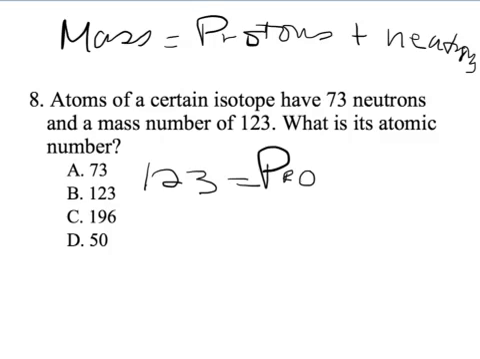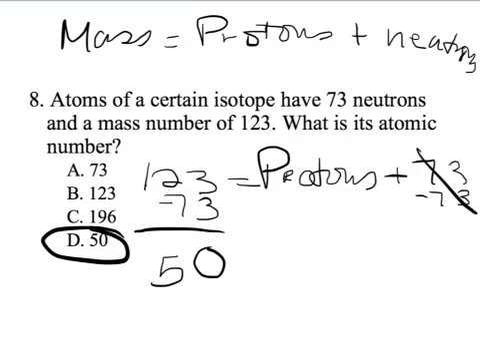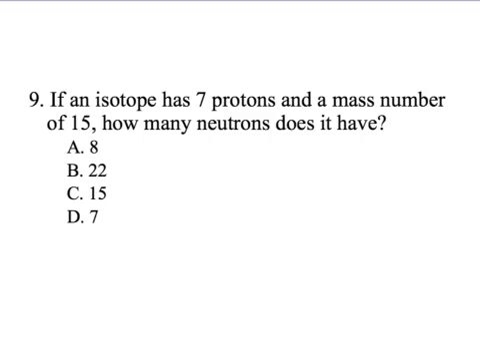Protons plus 73. Well, I need to subtract 73 from both sides. Why? So I can isolate P. 123 minus 73, last time I checked, was 50. So what's the atomic number? 50. There you go.